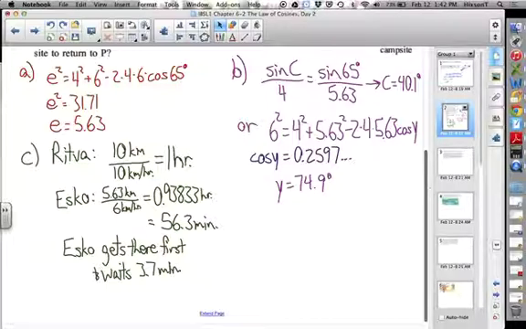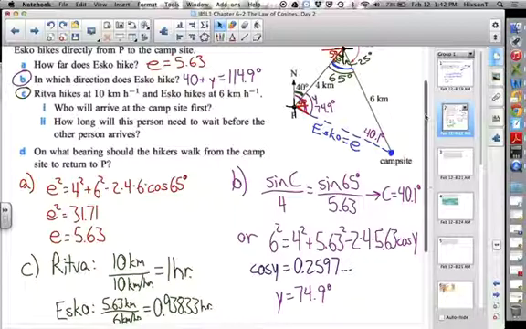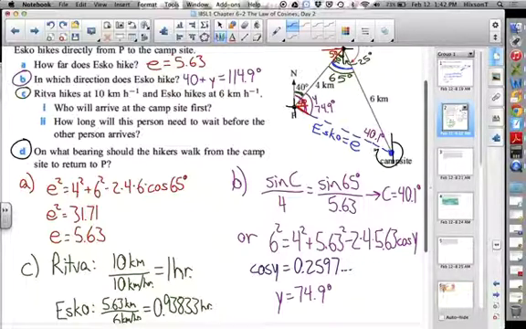Alright, one last thing, real quick, okay? The last question says, on what bearing should the hikers walk from the campsite to return to P? Is P the top? No, P is the side. P is over here, okay? You want to subtract 40. So basically, what is this angle right here? 180 minus... that's 25. Yeah, look, there's 25.